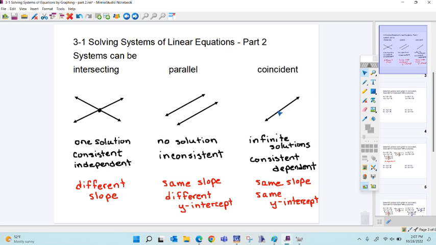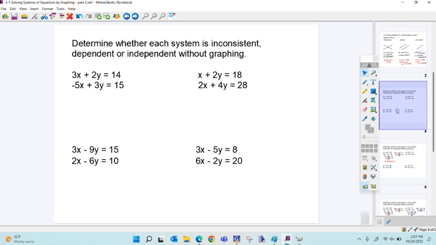So, in order to do this, if we solve them for y, put them in mx plus b form, we can tell if they have the same slope. Remember, if they don't have the same slope, then they are independent. If they have the same slope and different y-intercepts, that makes them inconsistent. In other words, no solution. But if they turn out to be the same equation, we call it coincident or consistent or dependent.